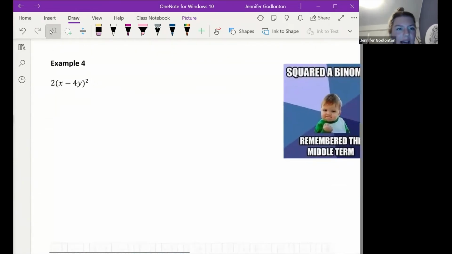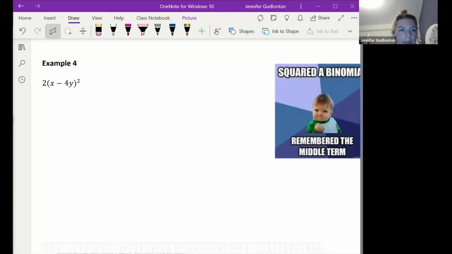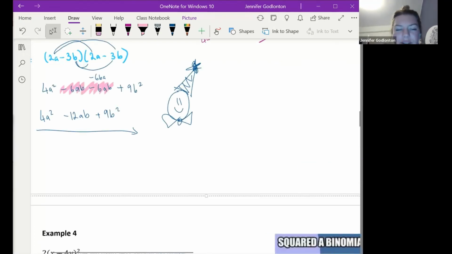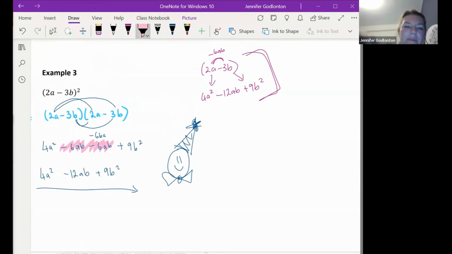We've got one. Ma'am? Yes, hi. I still don't know how you got negative 12ab. Oh, sorry. Yes, no, I just totally forgot. So over here we have this negative 6ab, and then we've got this negative 6ab, and negative 6 minus another negative 6 is going to give us the negative 12.